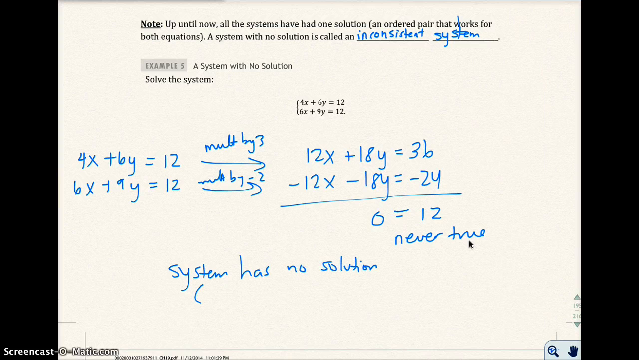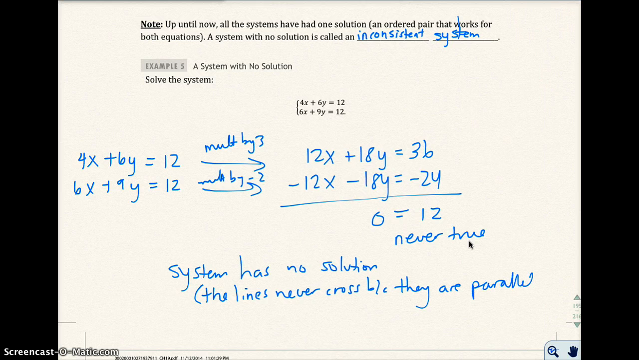How does that happen? Well, the lines are parallel. The lines never cross because they're parallel. That's what's going on here. So if you took the time to actually graph this on a Cartesian plane, you'd see the lines would be parallel and never cross one another.